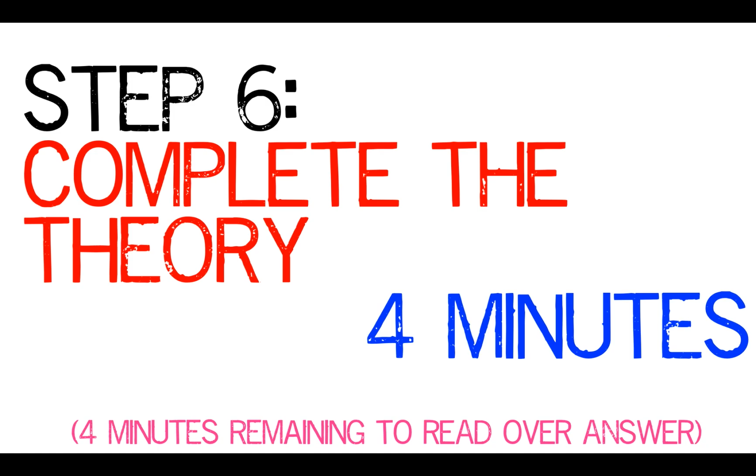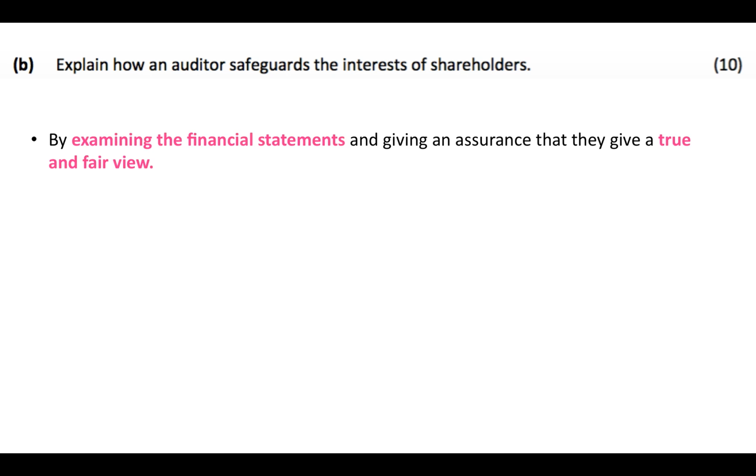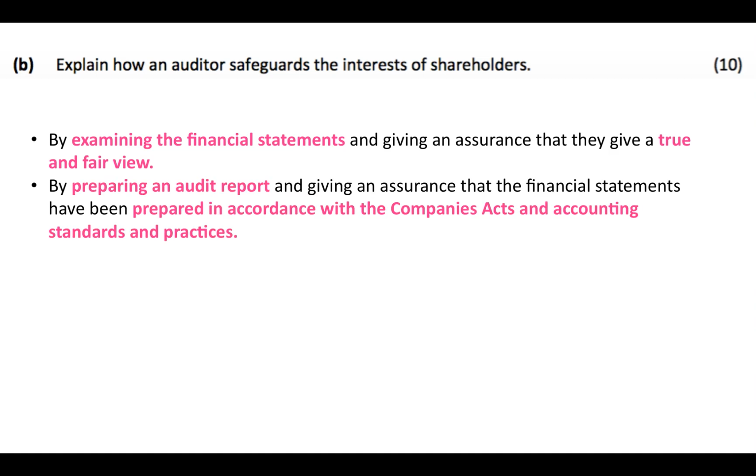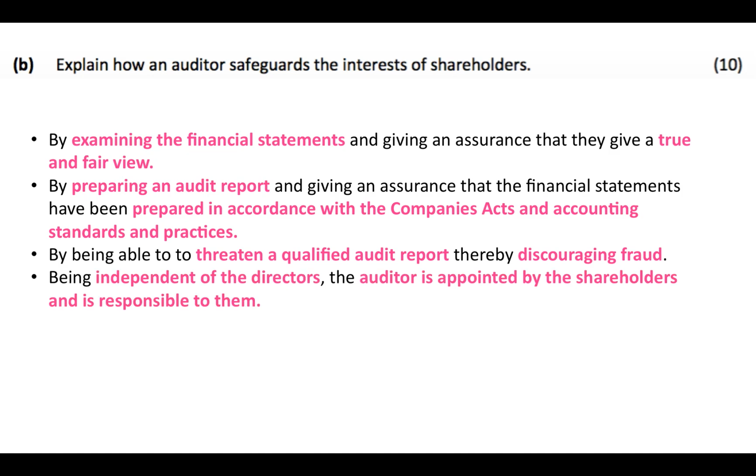Then you are on to your theory, and you have about 4 minutes to complete this theory then. So part B, for 10 marks, explain how an auditor safeguards the interests of shareholders. So they examine the financial statements and give an assurance that they give a true and fair view. By preparing an audit report and giving an assurance that the financial statements have been prepared in accordance with the Companies Acts and accounting standards and practices. By being able to threaten a qualified audit report, thereby discouraging fraud. Being independent of the directors, the auditor is appointed by the shareholders and is responsible to them.